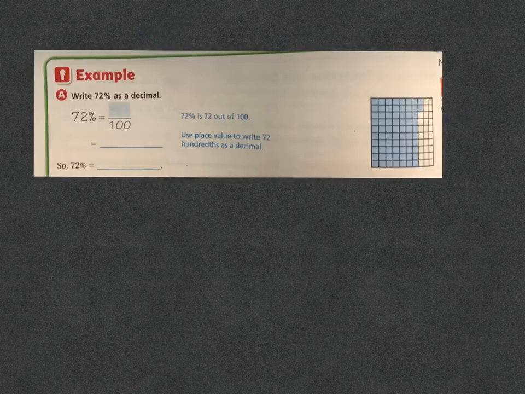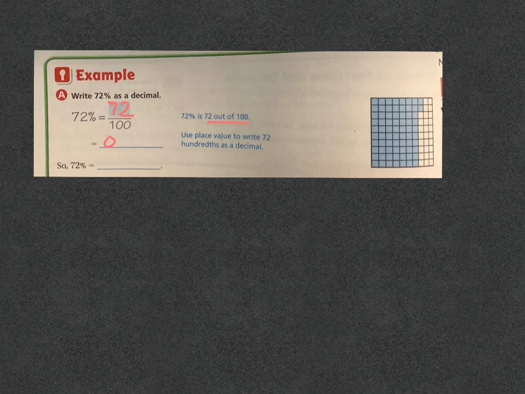So their first example, example A, says to write 72% as a decimal. Well, by now you're probably very comfortable saying, okay, that's 72 out of 100 as a ratio. 72 out of 100 is what they say here. They even model it for us. Out of 100, there's 72 shaded. They said use the place value to write 72 hundredths as a decimal.